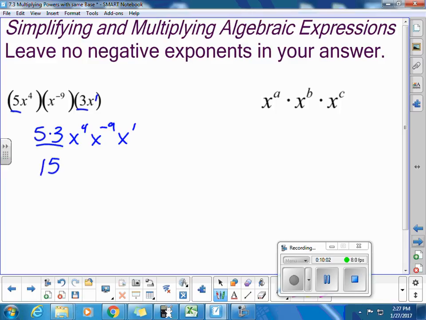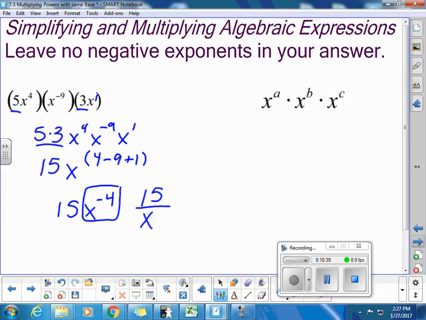We're done with that. So we have x to the (4 plus a negative 9, or minus 9, plus 1). So x to the 4 minus 9 plus 1. 4 minus 9 is negative 5, plus 1 is negative 4. So I have 15 x to the negative 4th. And again, I can't have a negative exponent in my answer, so I have to do something with that. But remember, the negative exponent only goes to the x. 15 just stays where it is. I move x to the denominator and I lose my negative. So that would be my answer, 15 over x to the 4th.